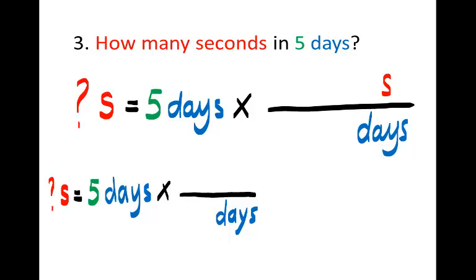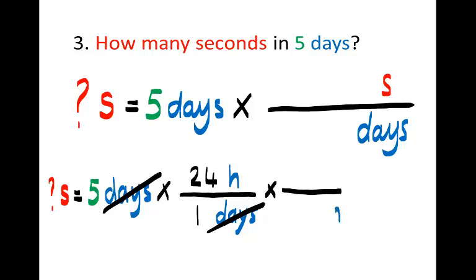We do know that there are 24 hours in one day. So at least we've now got rid of days. But that's introduced another unit, hours, which we don't actually want. So we need another unit factor to get rid of hours. We need hours at the bottom. We actually want seconds up there at the top, but do we know how many hours in how many seconds?